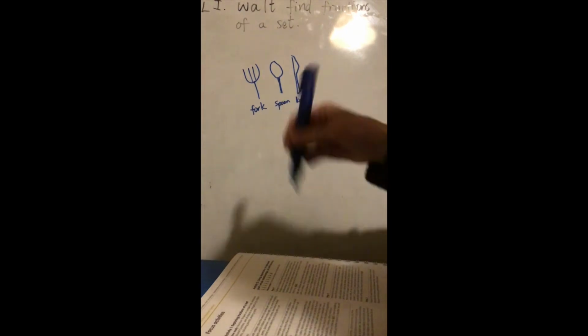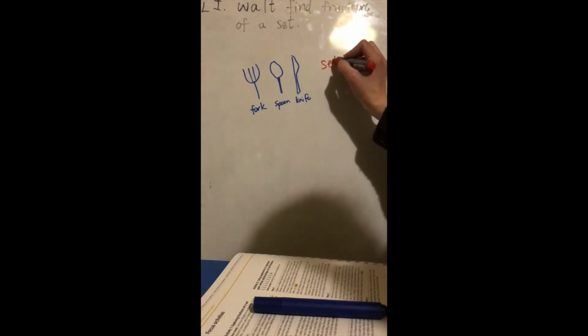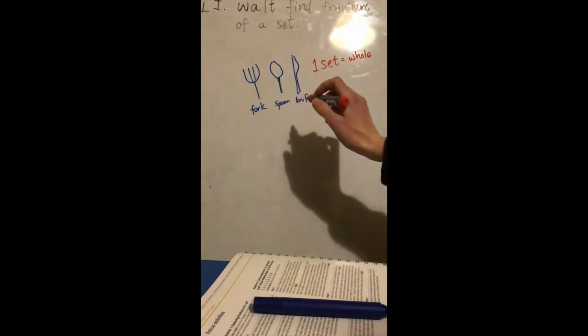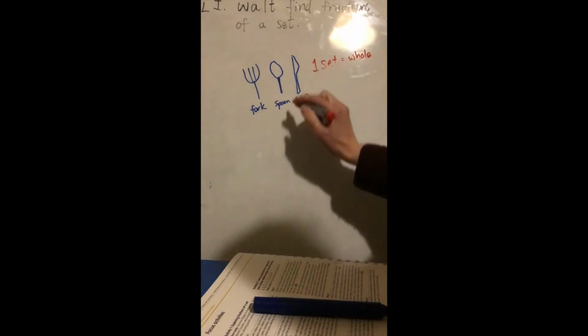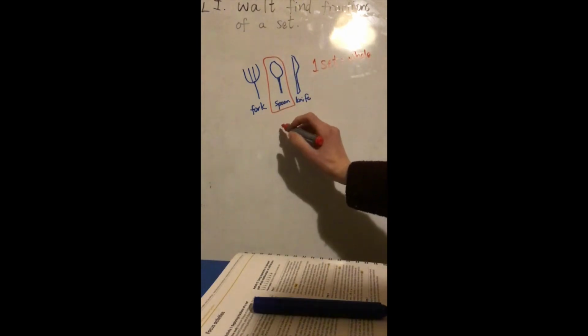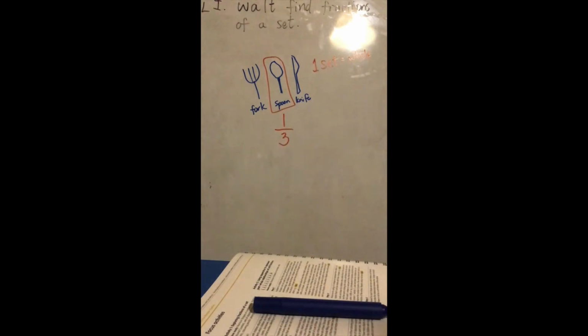Forgive my drawings, okay? And this is a set. My one complete set is also equal to a whole. They're not all attached, but they are still a whole, all right? If I want to talk about the spoon specifically, the spoon in my set is only one out of three equal parts. It only represents 1/3 of my whole set, okay?